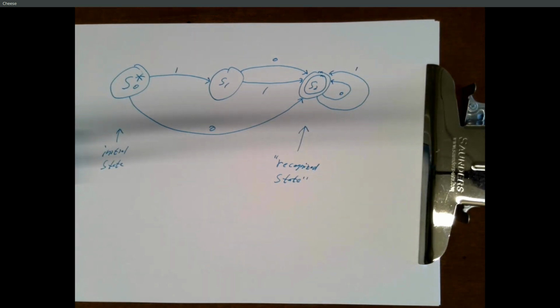All right, so here's the idea. You have a machine, you feed an input string to it, you start in the initial state, and if you end up in the recognized state, then that string is said to be recognized by the machine. In other words, it's considered to be syntactically correct, for example.